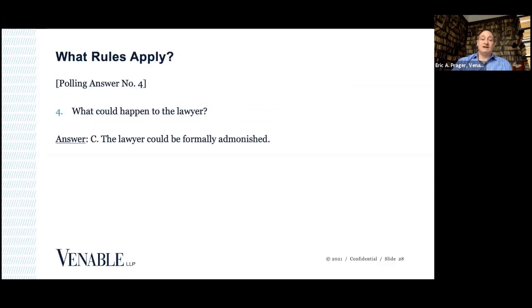So the answer is C. I guess maybe the lawyer could be disbarred, although that's why I added the piece about the lawyer not having been previously subject to sanction. I know that C is the right answer because this is a real case. This happened in Massachusetts, and the lawyer was formally admonished on this fact pattern. So be aware that even a glib off the record comment, if it's a represented party, you need to be very careful.